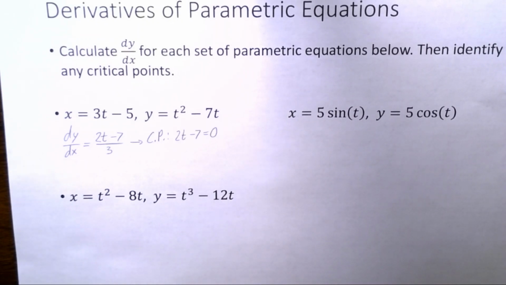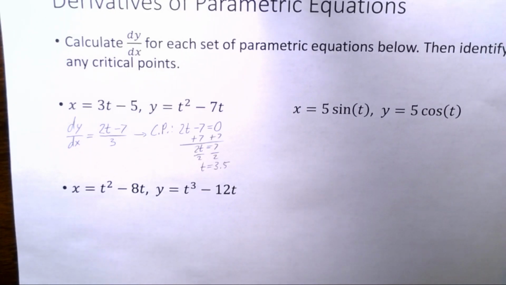We can then solve this equation by adding 7 to each side and dividing by 2 to get a critical point that occurs when t is equal to 3.5. It is worth noting that on a graph, to find the exact point at which this critical point occurs, we would plug 3.5 in for t in both x and y. However, since this is merely an introduction to the calculus of parametric equations, for the sake of time, we will skip this step for now.